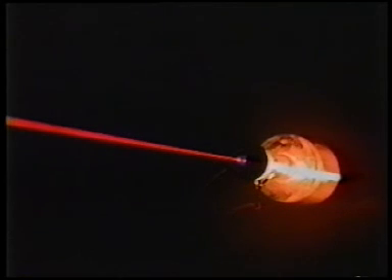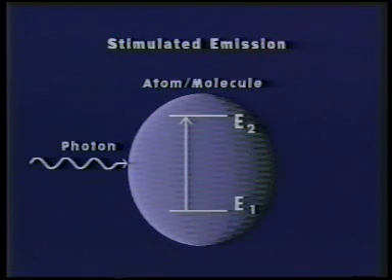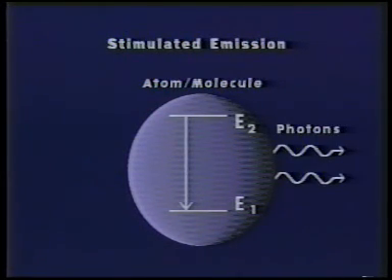Laser light is different in that the atoms emitting light are synchronized by a process called stimulated emission. Stimulated emission takes place when an atom or molecule in an excited state is struck by a photon of an appropriate energy. The incident photon will stimulate the atom to make a transition to a lower energy level, and at the same time emit its own photon.